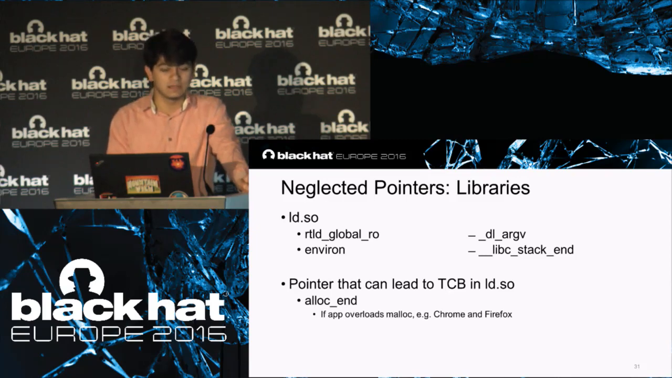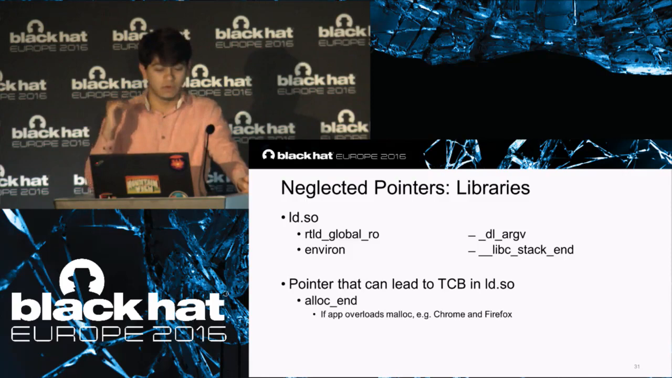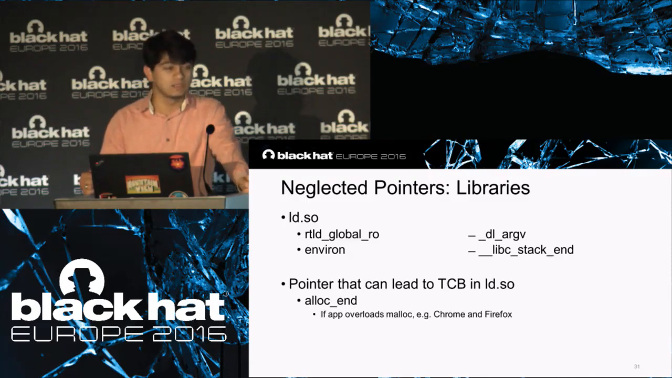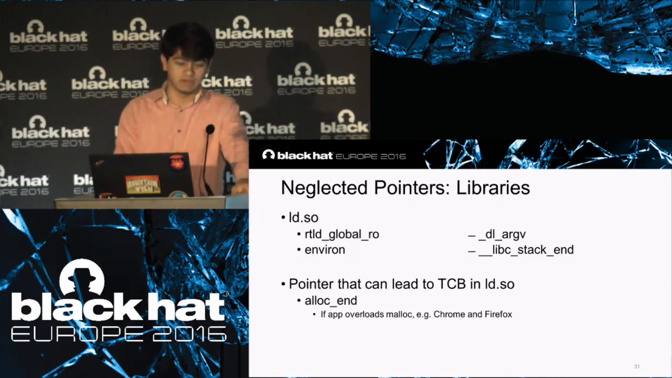The LD library, the loader, also has some pointers. As the names say, environ points to the environment list, dl_argv points to the argument list, and libc stack end points to the start location of the main stack, so where the stack starts growing. And the rtld global ro structure is a very large structure, but it also has some pointers to environment variables. So there are pointers. Yeah, that can be fixed.